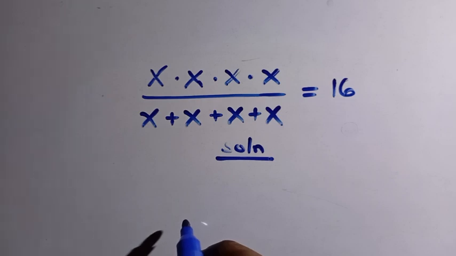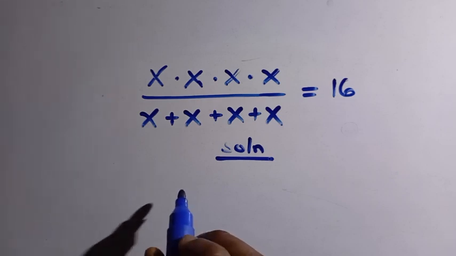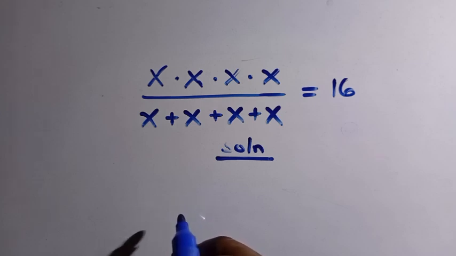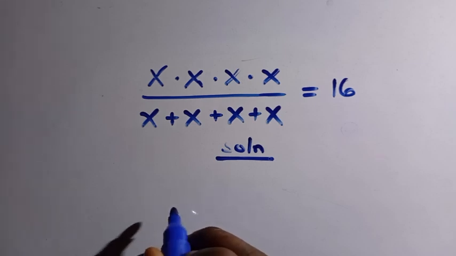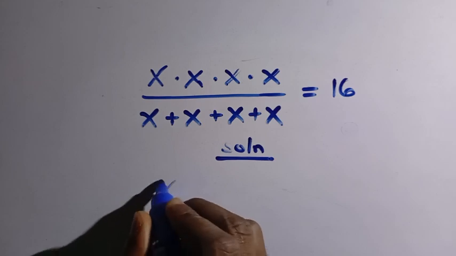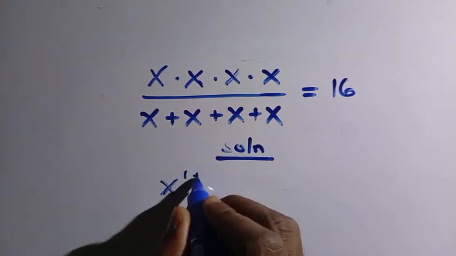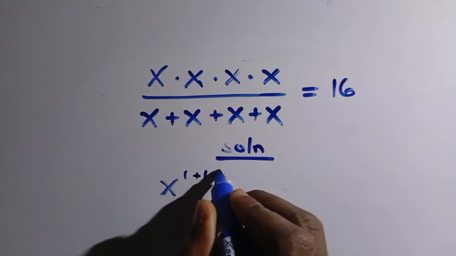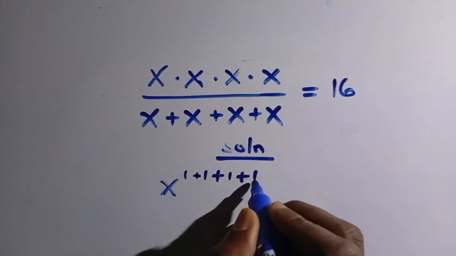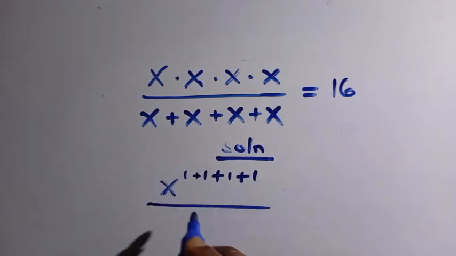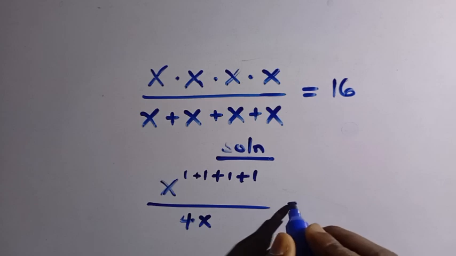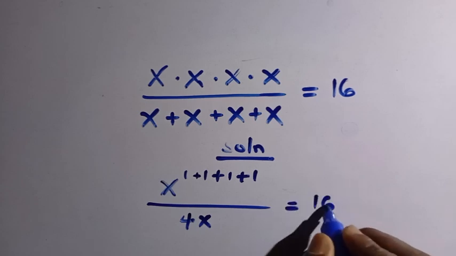Here at the denominator we have product of x, and the power of each x is 1. And we have 4x. It means x raised to power, when we follow the rule of indices, 1 plus 1 plus 1 plus 1, divided by, also at the denominator are additions, which is 4x. This equals 16.